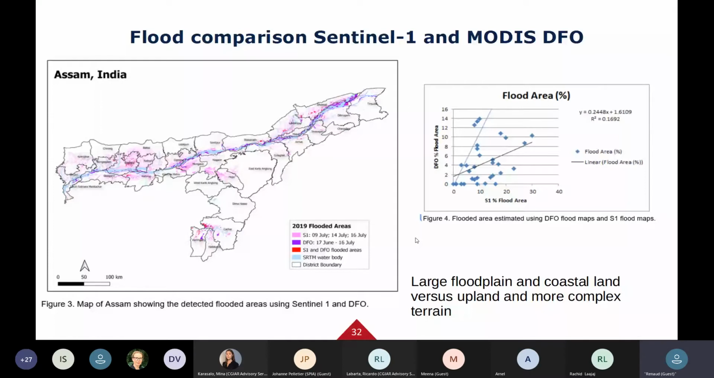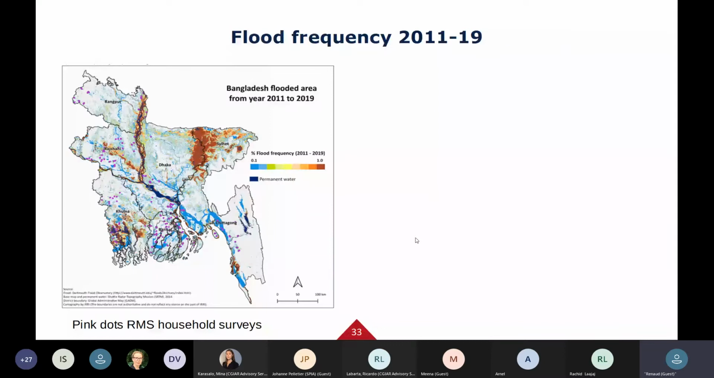Here we've compiled the flood frequency with the MODIS data. Flood frequency means that we've compiled for the last 10 years how frequently you have floods in the landscape. The maroon areas are almost every year, the yellowish and the greenish are 1 year over 2, and the bluish are 1 year over 10.